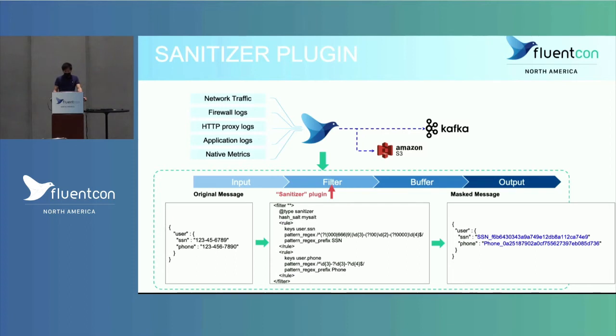This slide shows you how the Sanitizer plugin can be utilized for those use cases where raw privacy data needs to be masked. This plugin does it within a Fluentd pipeline. And if you would like to store all raw privacy data for compliance or forensic purposes, Sanitizer will give you the flexibility to configure which destinations you would like to turn the masking on for, and which destination you would like to send the raw data to as well.